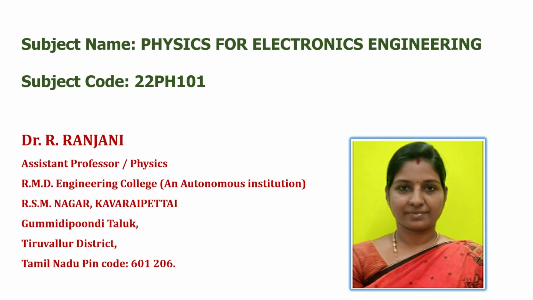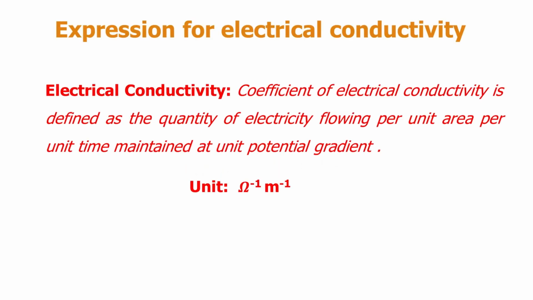The subject which I am going to teach is Physics for Electronics Engineering and the subject code is 22PH101. Unit 2 is Electron Theories of Materials. In this unit, the topic today is electrical conductivity of the metal. We are going to derive the expression for electrical conductivity of the metal.